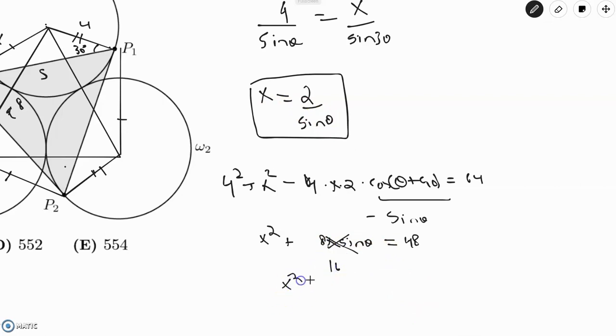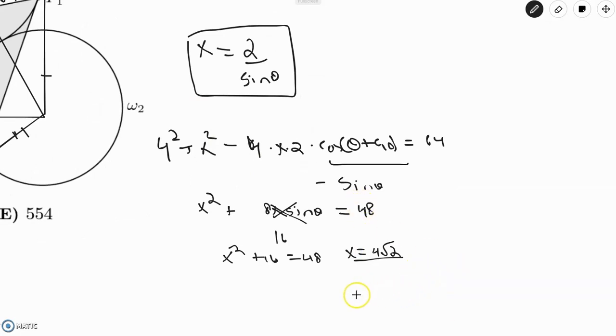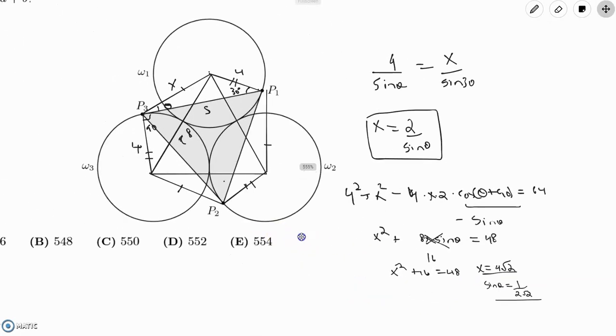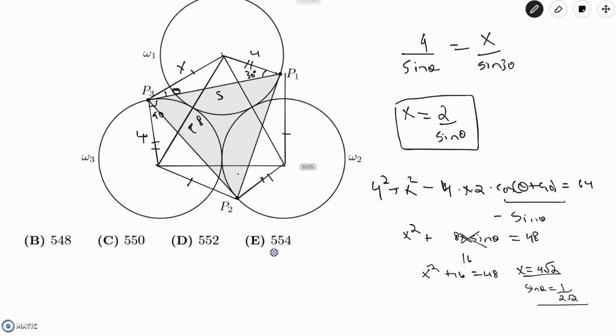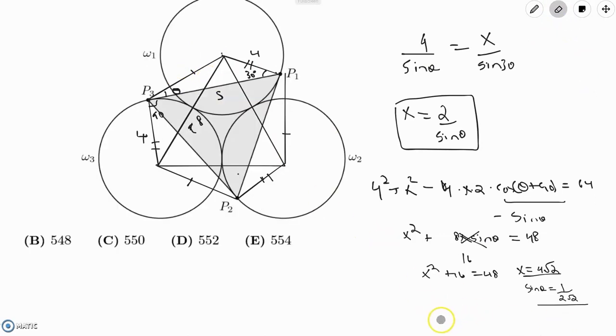So we have x squared plus 16 is equal to 48, and x is equal to 4 root 2 upon simplification. And we also have that x is equal to 2 over sine theta, so sine theta is equal to 1 over 2 root 2. So now let's go back to our diagram over here. So we can fill out the value of x from this. So it's equal to 4 root 2.